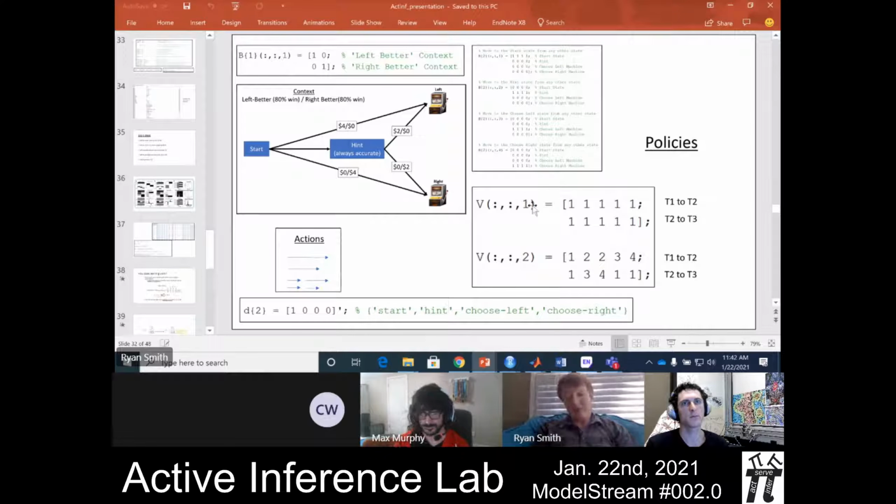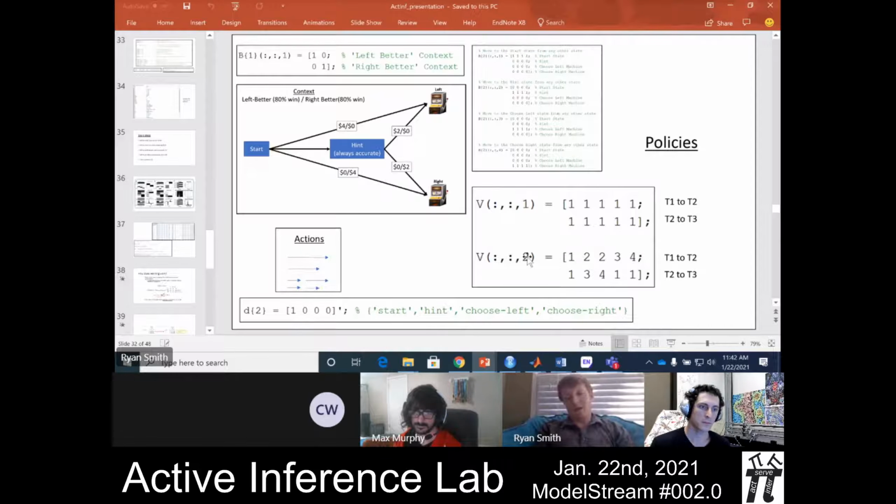So V for 1 here, for state factor 1, is just a bunch of 1s because, again, there's only one action. It just stays in whatever state it started in. Each column here is a policy, and each row is an action time point. The first row is what action I could take when moving from time 1 to time 2, and the second row is what action I could take when moving from time 2 to time 3. Again, each of these columns just says stay in 1s because there is no possible action for changing the context. But the policy space for factor 2 here.